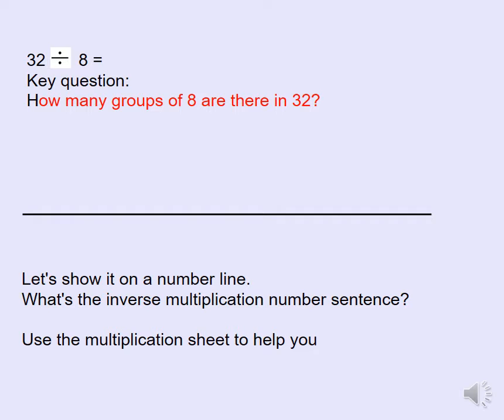Okay, so we are going to start on 0. We're going to count up in our 8s. We go to 8, 16, 24, 32. And we've got 1, 2, 3, 4 jumps. So 32 divided by 8 equals 4. Now the inverse is 8 times 4 equals 32. Okay?